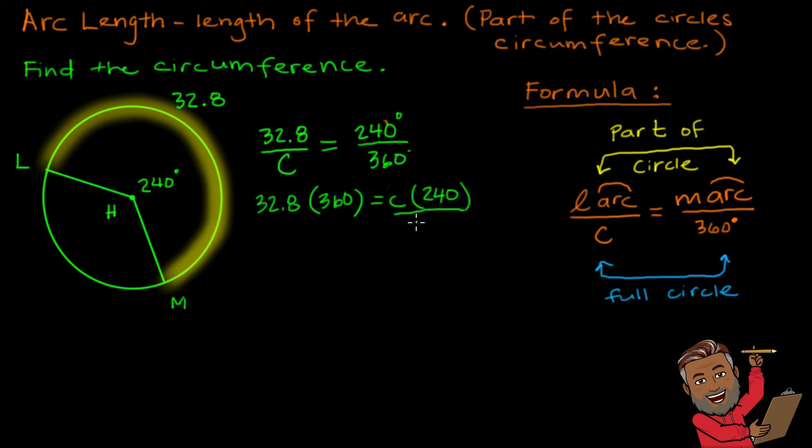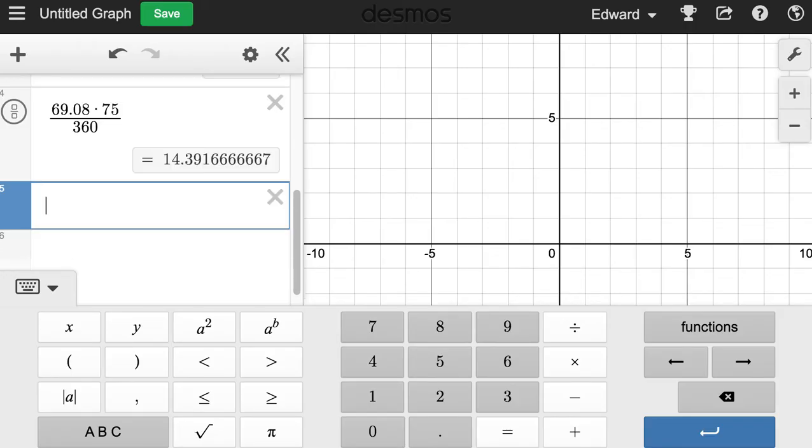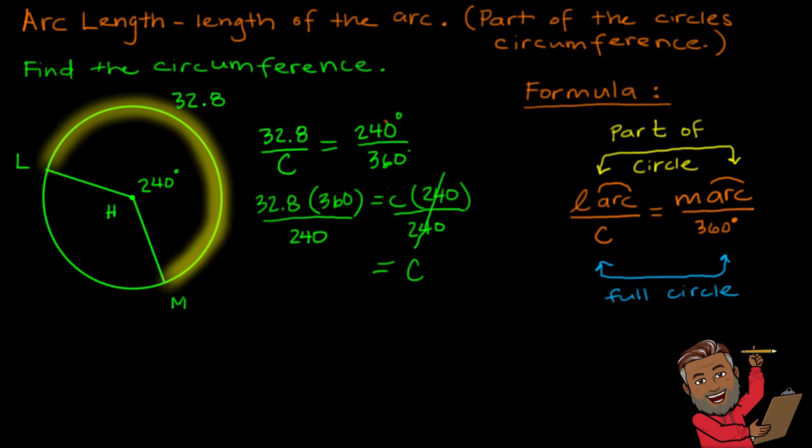Feeling a little lazy, so I'm actually not going to multiply out that 360 into 32.8, but I am going to divide both sides by 240, and the result will be that the 240s cancel, and we will have the circumference. So I need to multiply in my calculator in Desmos 32.8 times 360 divided by 240. One more time. Oh, and I already forgot it. All right, so let's go back to that. One more time. We're going to do 32.8 times 360.